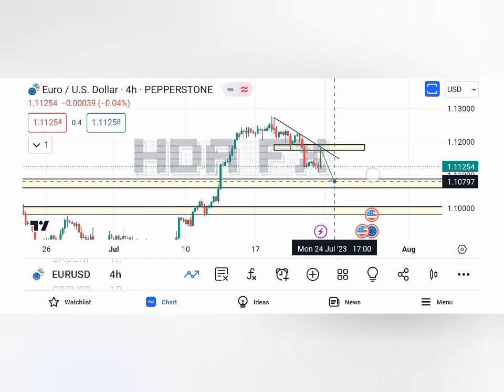So like I said, I want to see price push downwards to this point here or this point here, but personally I'll be taking my profits at this zone here. So I want to see price push down to this zone here or this zone here. Like I said, I'll personally be taking profits at this point here. So this is my analysis on Euro USD.